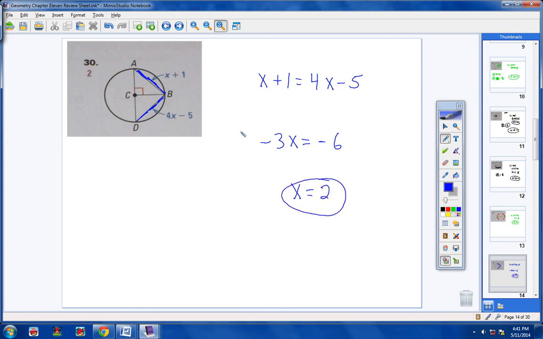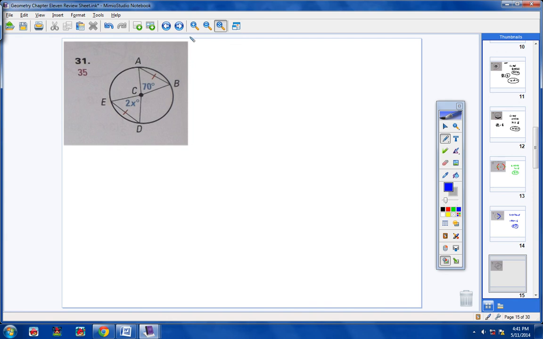Okay, number 31. Now listen to my reasoning carefully, please. Do you see chord ED? Do you see chord AB? Notice they're congruent. Now we have a theorem that states when two chords are congruent, then their corresponding arcs are congruent. So we know that arc ED is going to be congruent to arc AB. So I'm going to go ahead and put some marks there. Put 2 marks through arc AD and put 2 marks through arc AB.